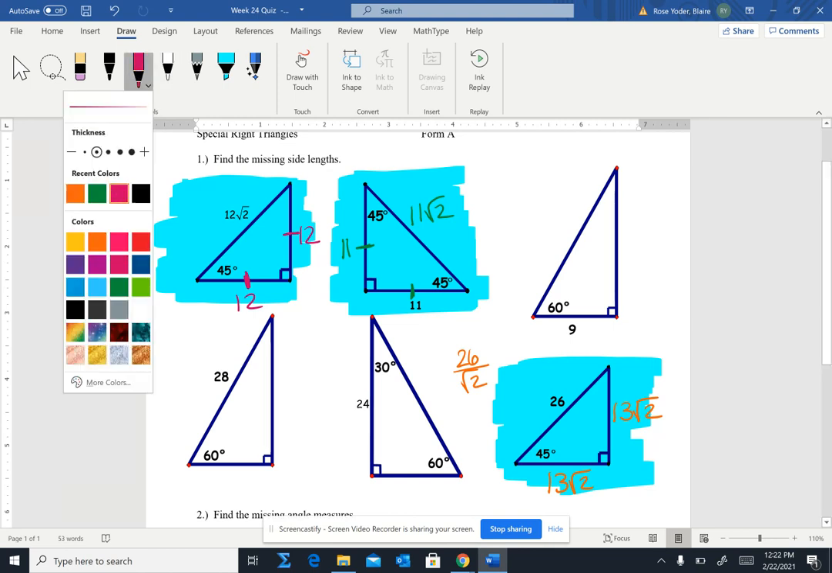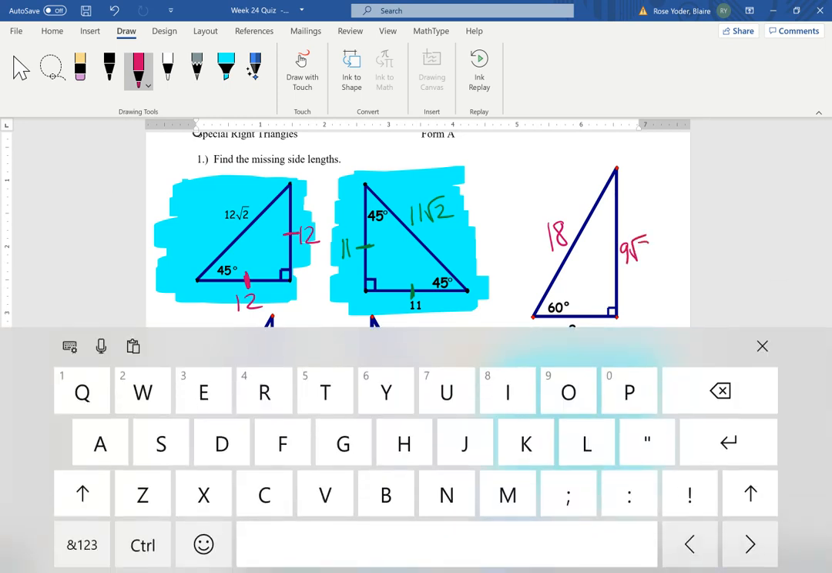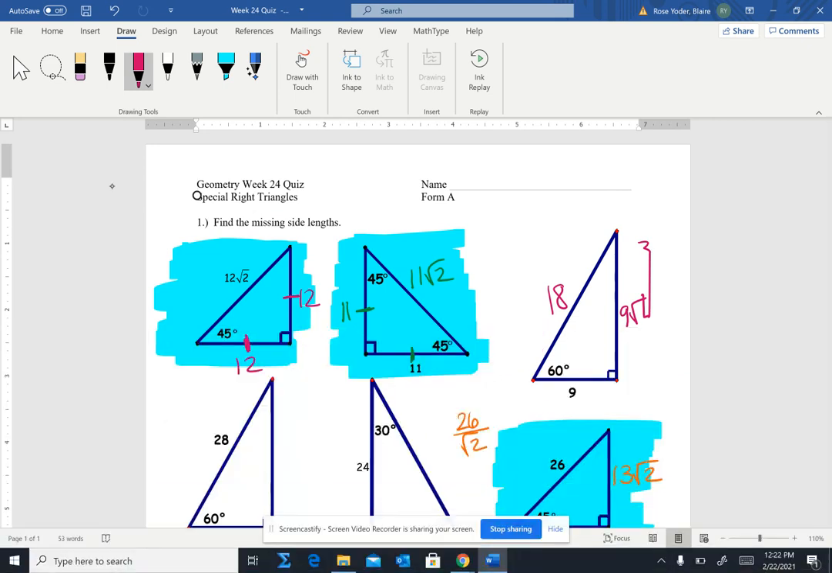All right, now let's move on to our 30, 60, 90. So the first one is a straightforward example. I gave you the short leg. If you double it, you'll get the hypotenuse. Then I always go back to the short leg. Put a root 3 on it, and that's the length of the long leg.